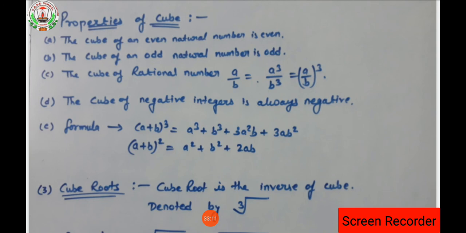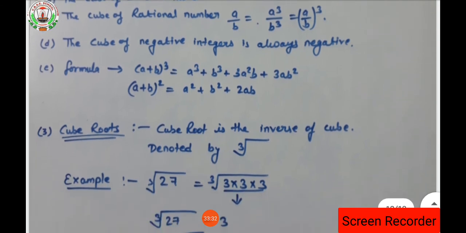Okay, so here our formula is given. (a plus b) the whole square, everybody knows that it is a square plus b square plus 2ab, but a new formula here, (a plus b) the whole cube. Okay, so what's the formula for that? a cube plus b cube plus 3a square b plus 3ab square. Okay, just go through the formula.